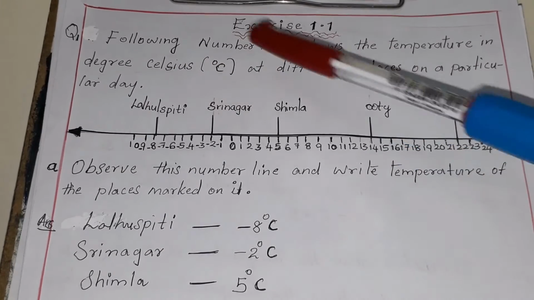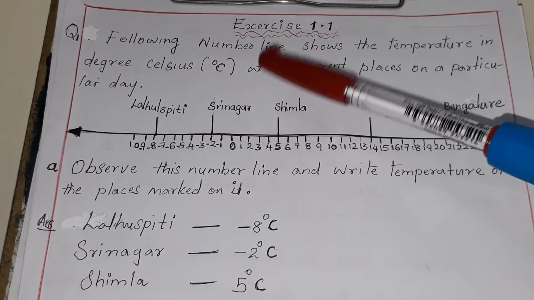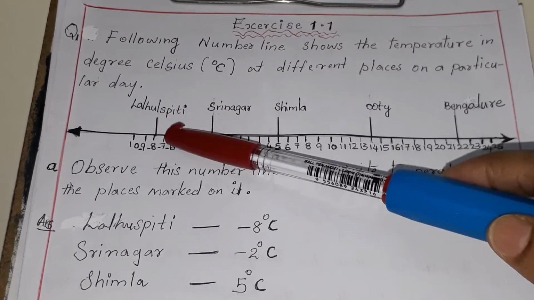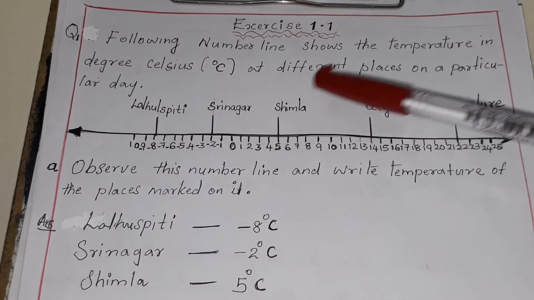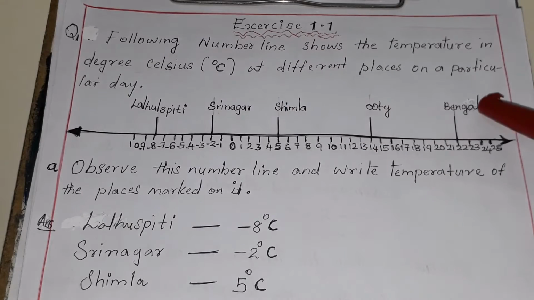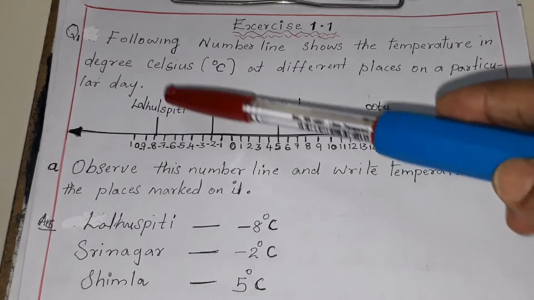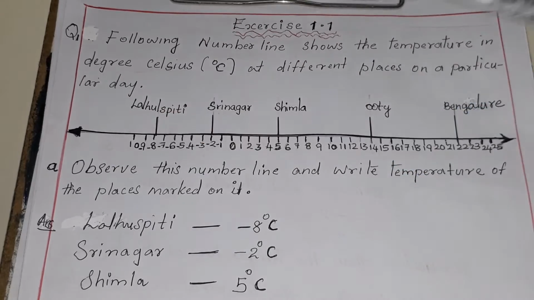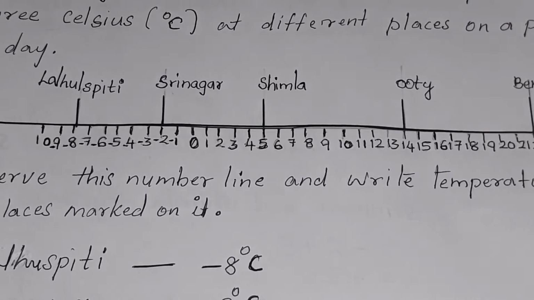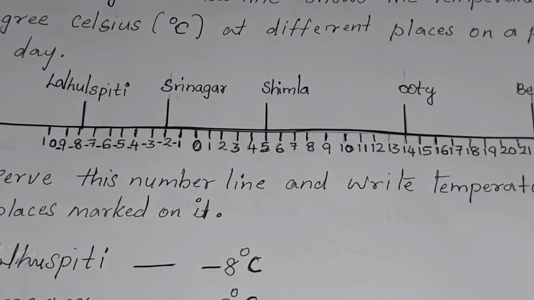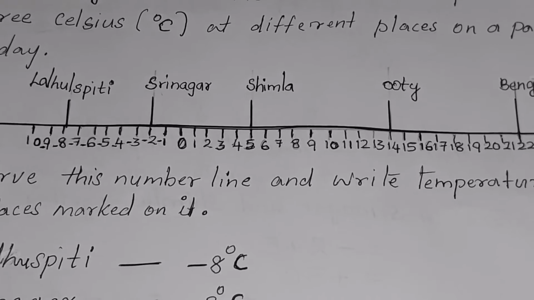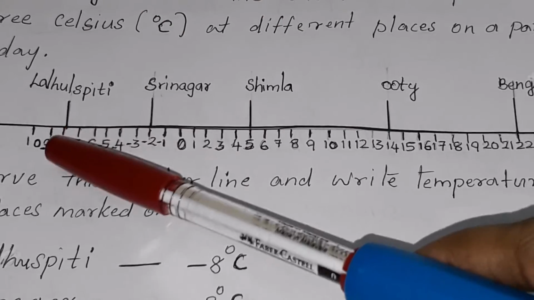a particular day. Okay. So look at the number line. It is marked with different places: Lal Spiti, Srinagar, Shimla, Ooty, Bangalore. So look at the temperature of these places. So Lal Spiti. Can you see Lal Spiti? Yes or no? Okay. What is its temperature?